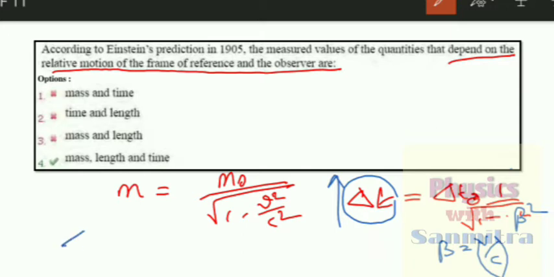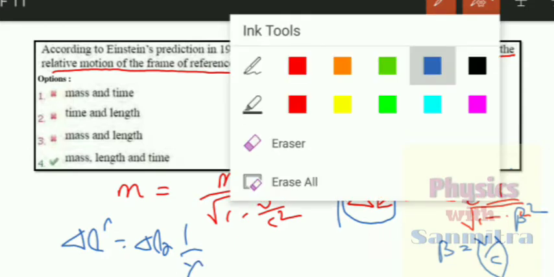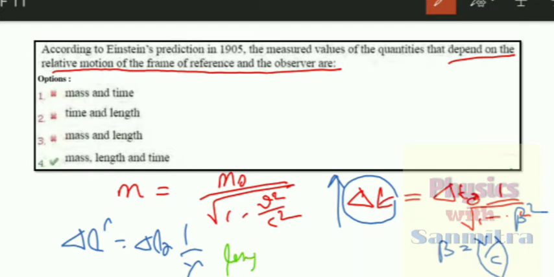What about length? Length delta L dash is delta L naught into 1 by gamma. Since gamma is greater than 1, 1 by gamma is less than 1, so what happens to the length? Length contraction takes place.